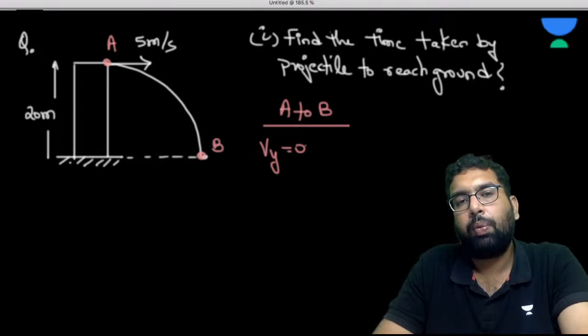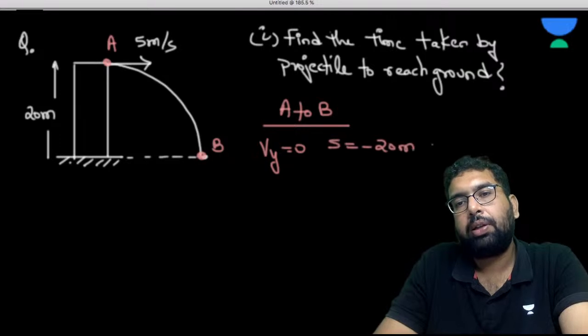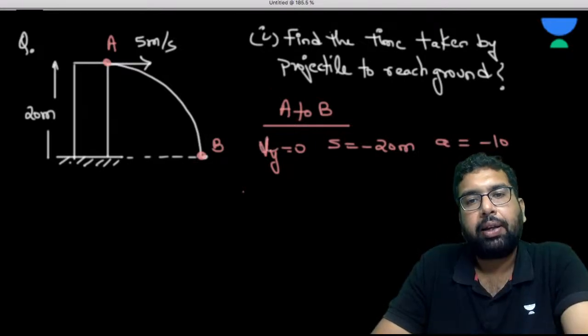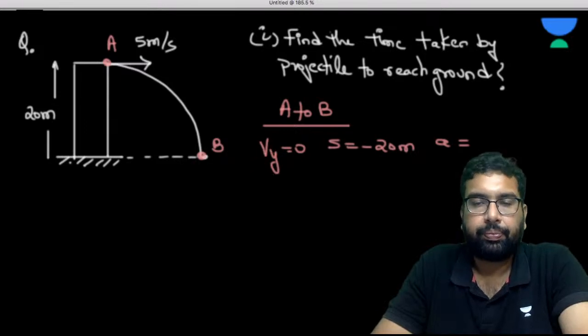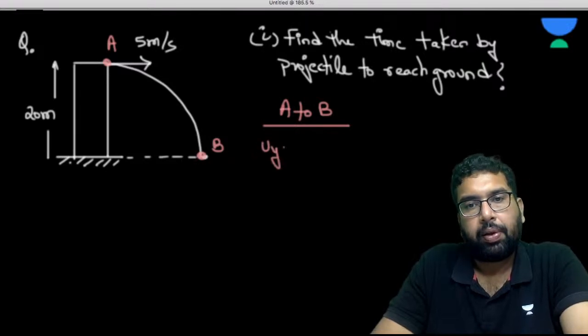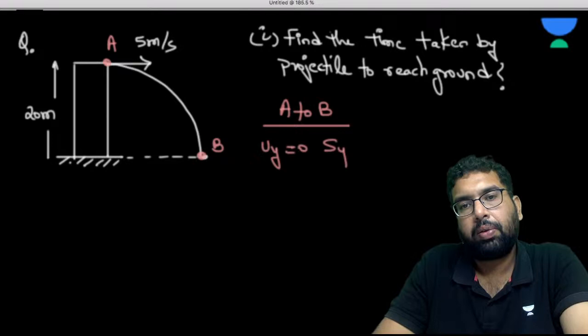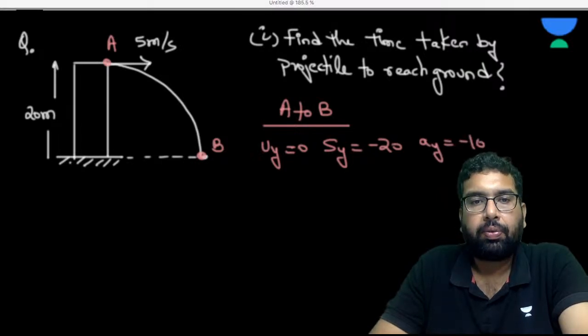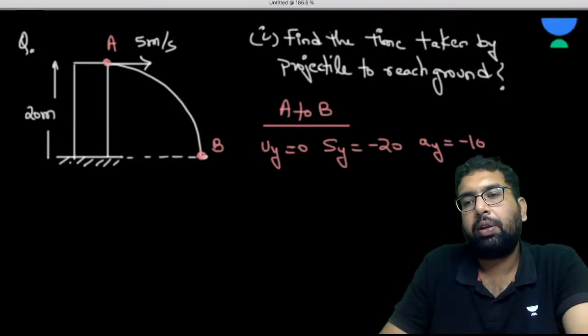Okay. Now what is the displacement? Displacement is minus 20 meters. What is the acceleration? In the downward direction, the acceleration is minus 10. So it is uy actually, initial velocity uy. uy is equal to 0, sy is equal to minus 20, and ay is equal to minus 10. Right? Very good. So now see, did we do anything new here?